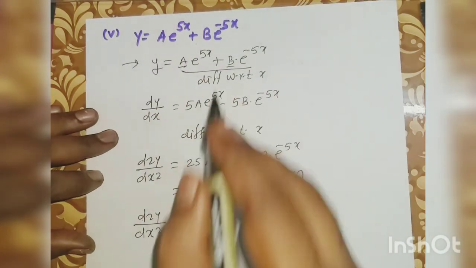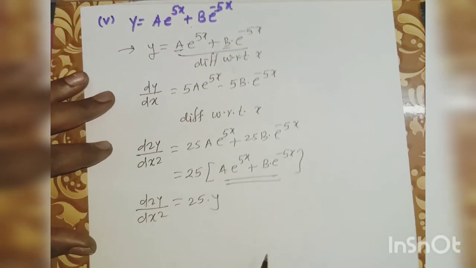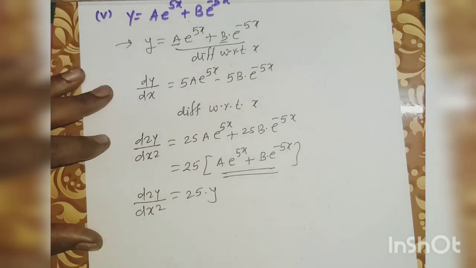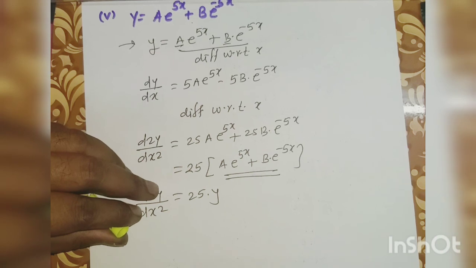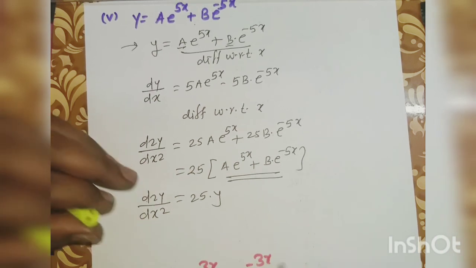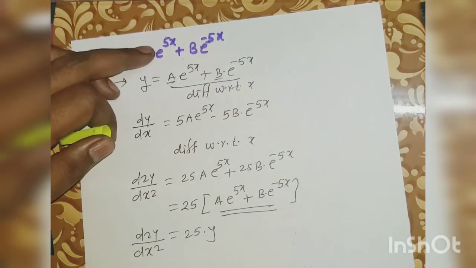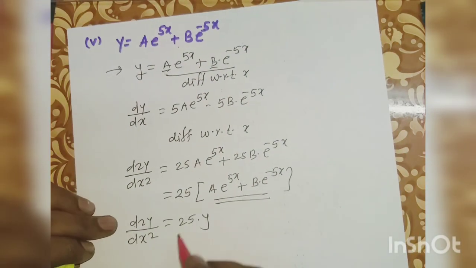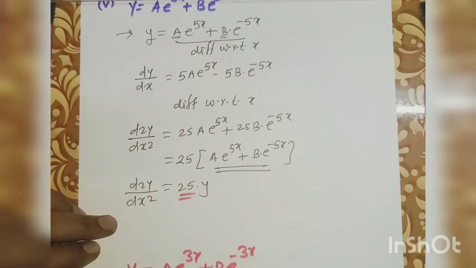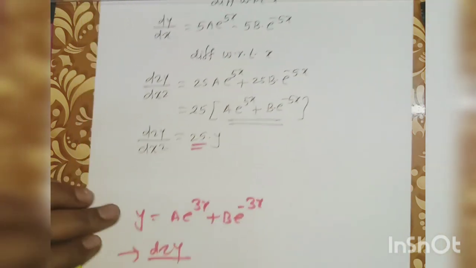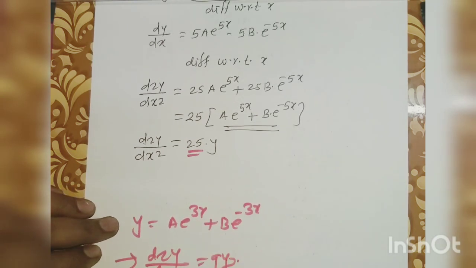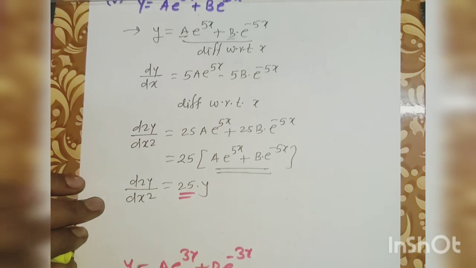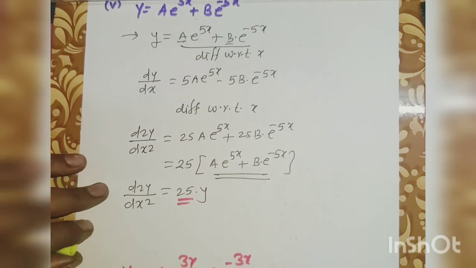Now this problem is very important for MCQs, because suppose we are asked y is equal to a into e raised to 3x plus b into e raised to minus 3x. Here, with e raised to 5x and minus 5x, we got 25. Its answer is d2y by dx square is equal to the square of 3, that is 9y, which is the shortcut key to MCQ problems.